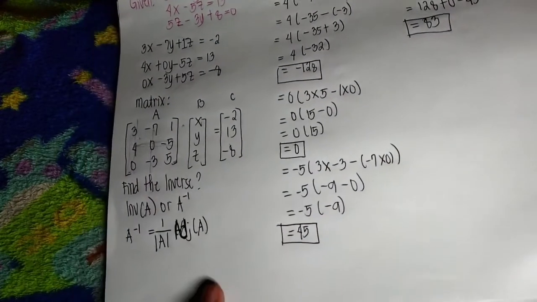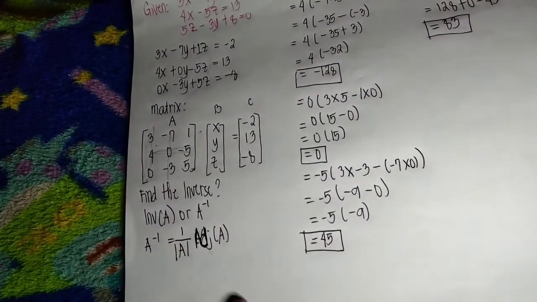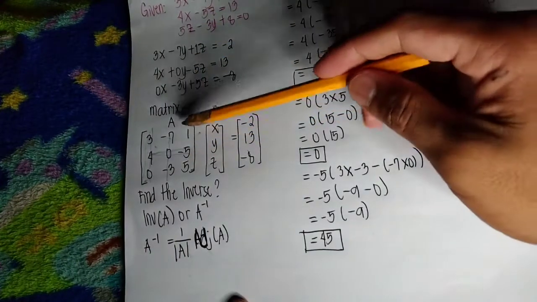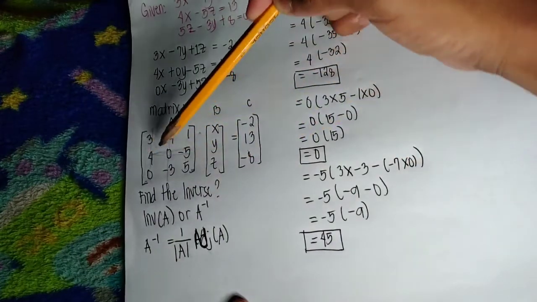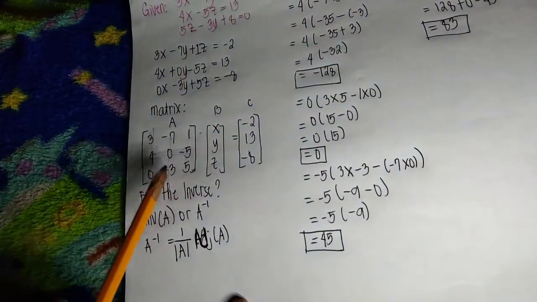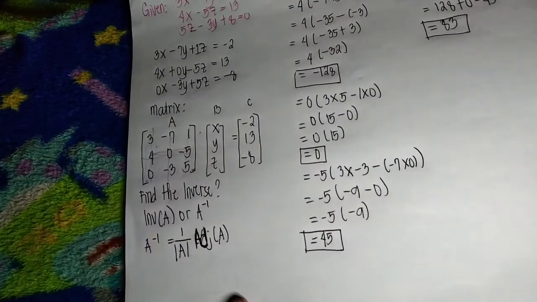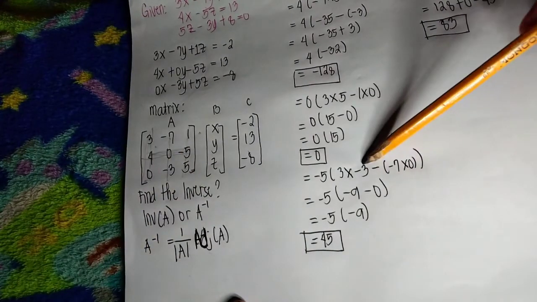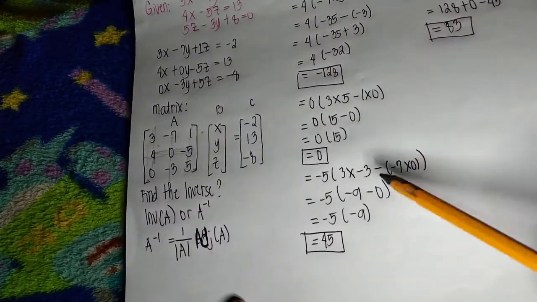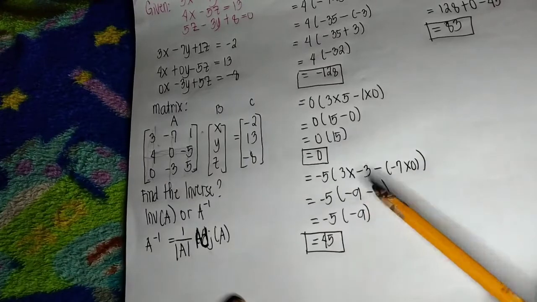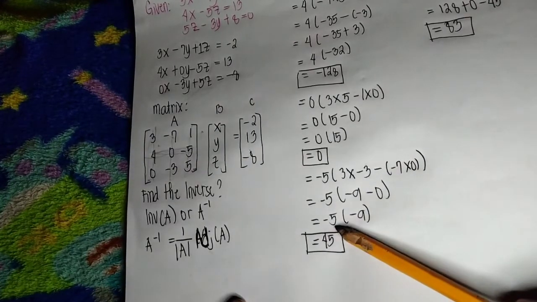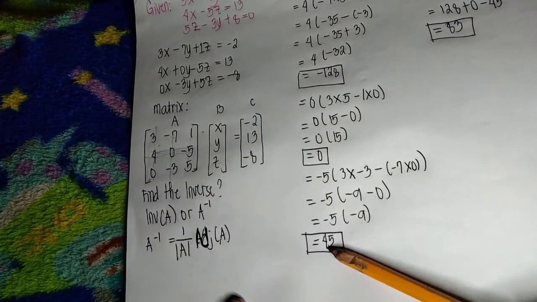Then after that, yung negative 5 na naman. Negative 5, erase na din yung horizontal niya at saka vertical. So yung naiwan is 3 at 3 at negative 7 at 0. So 3 times negative 3 minus negative 7 times 0. So negative 3 times negative 3 equals negative 9, minus 0 equals negative 9, times negative 5 equals positive 45.